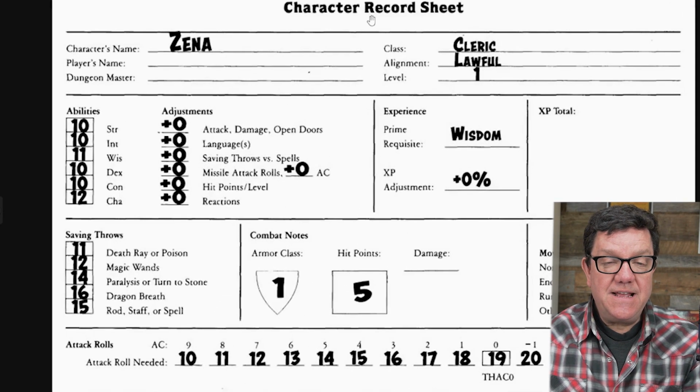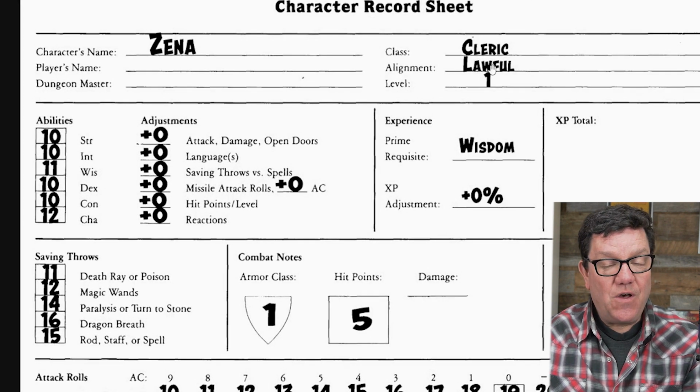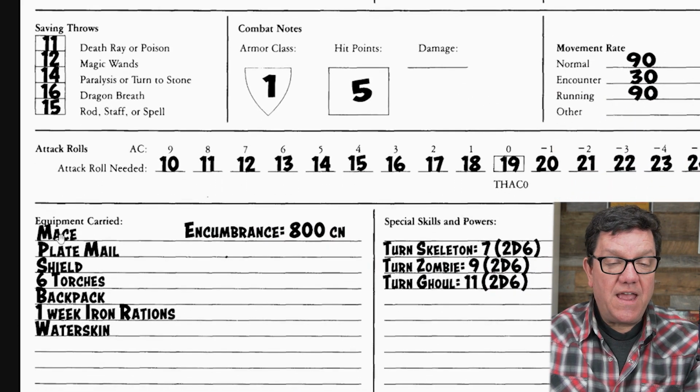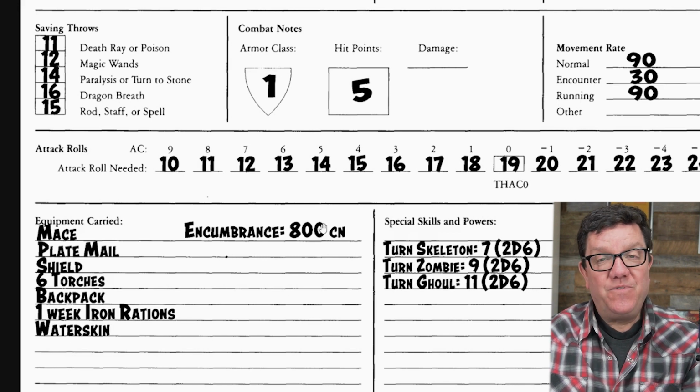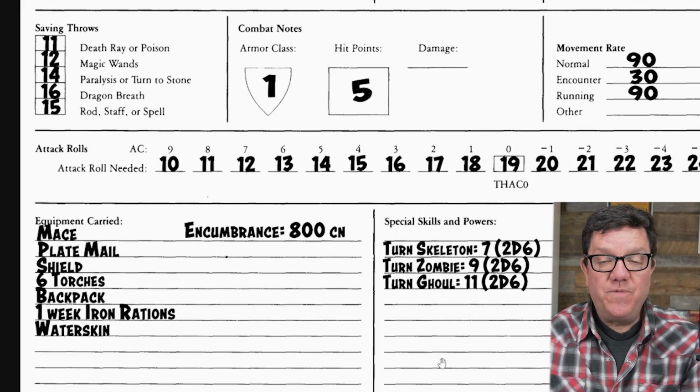All right, here's Xena. She's an elf. This is my super boring, all +0s, lawful, no bonuses on adjustment. There's the saving throws. Armor class 1, the movement has been reduced, 5 hit points. Xena had 120 gold to spend. Standard stuff: a mace to fight with, plate mail to get that armor class down, and a shield, that goes to 1. Torches, backpack, 1 week iron rations, right at 800. You go 801, you go down from this, okay? So I wanted that movement to be there.